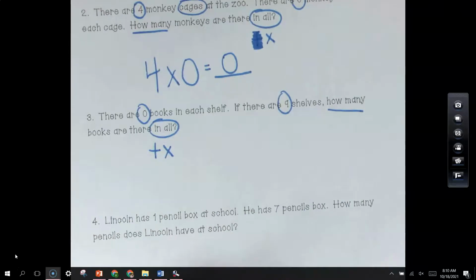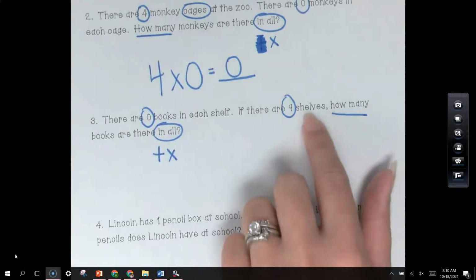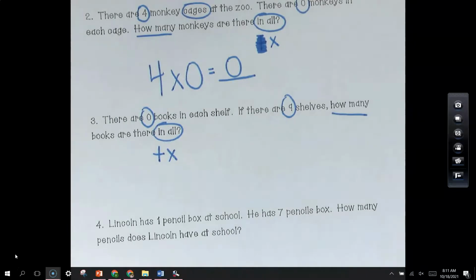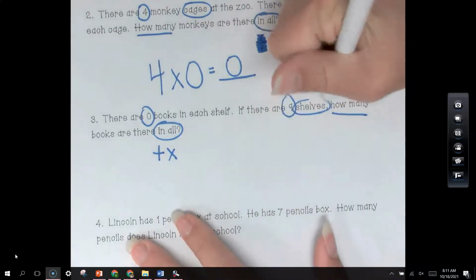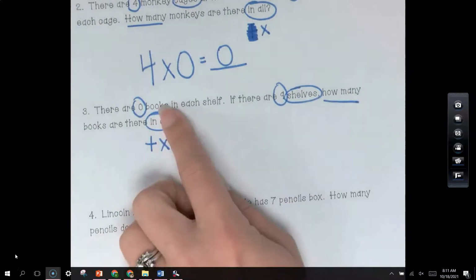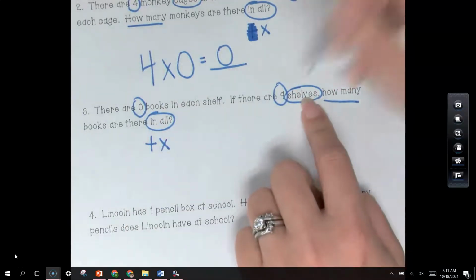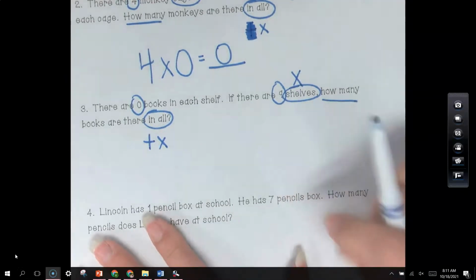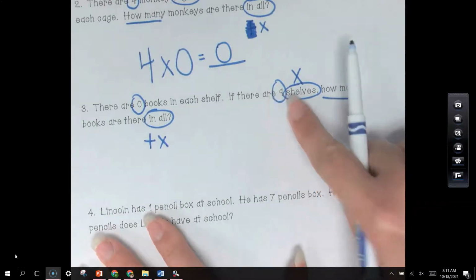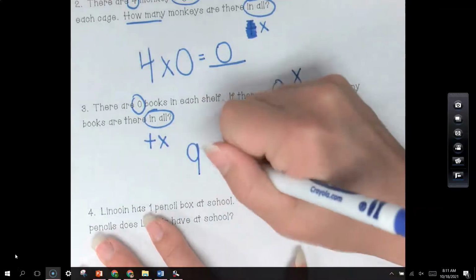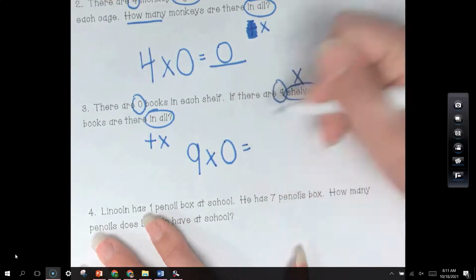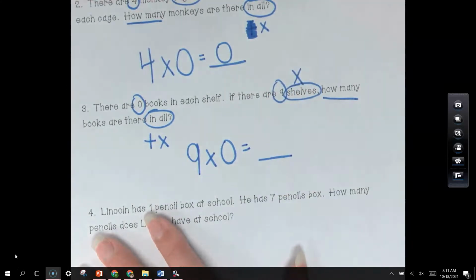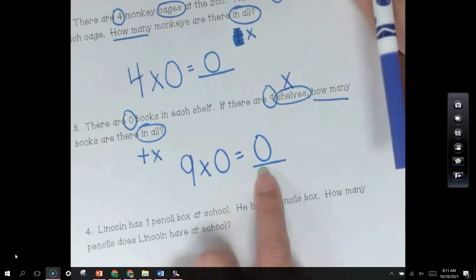So, do you have groups? 0 books or 9 shelves. Are any of those groups words? If you said shelves, you are correct. I would put the books on the shelves. So, shelves means to multiply. So, I always pull my group word first. 9 shelves. So, I would write 9 times 0. What is 9 times 0? If you said 0, you are correct. Anything times 0 is 0.